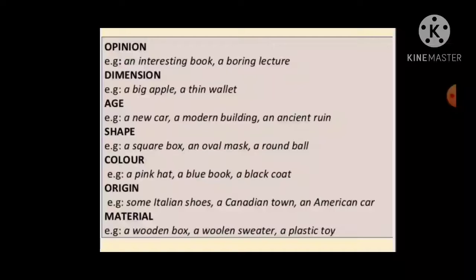Material: a wooden box, a woolen sweater, a plastic toy. So, material: wooden means wood, wool, plastic. They tell us what material a certain object is made of. So, we have to use the adjectives before the nouns in this certain order. Once again: opinion, dimension, age, shape, color, origin, and material.